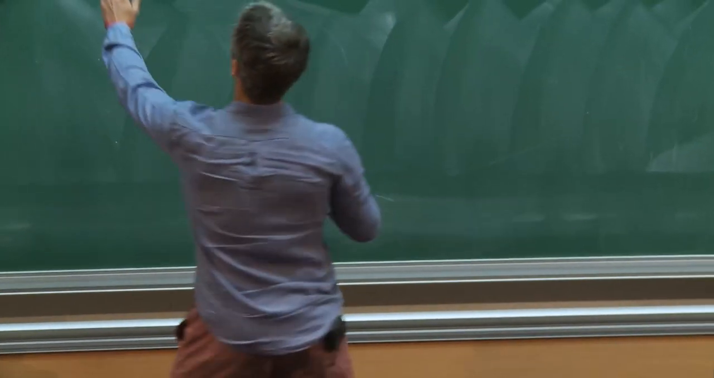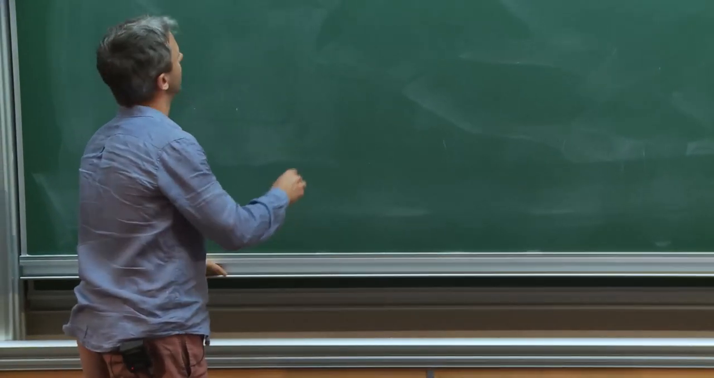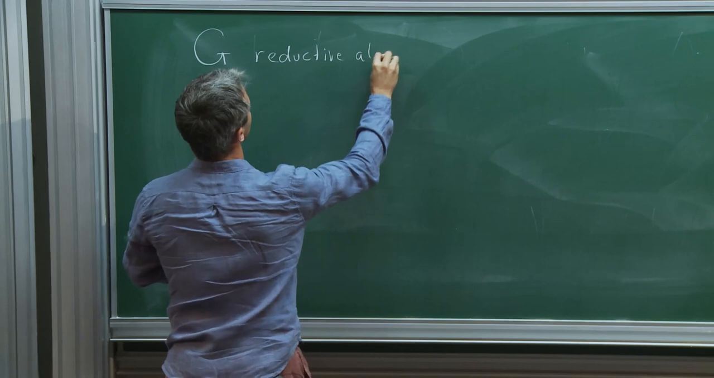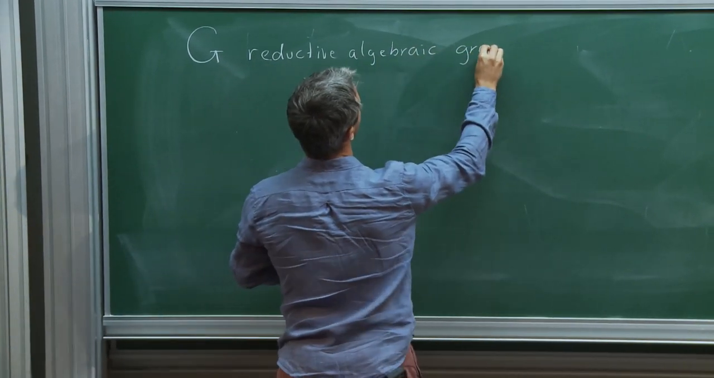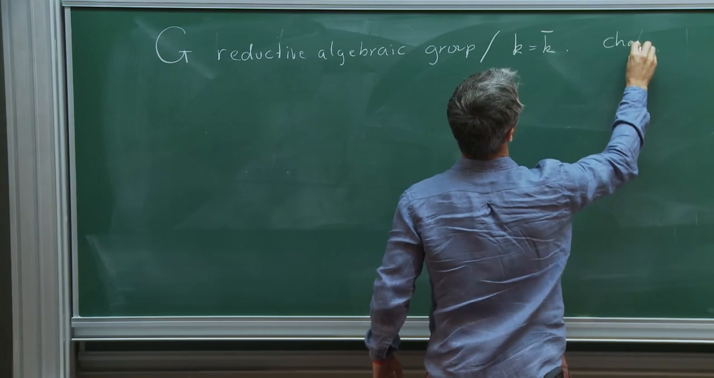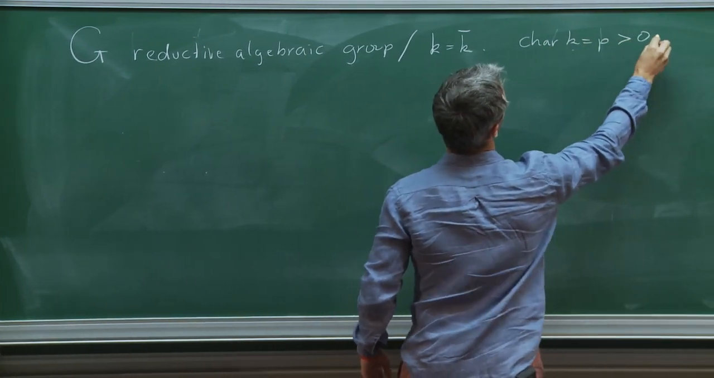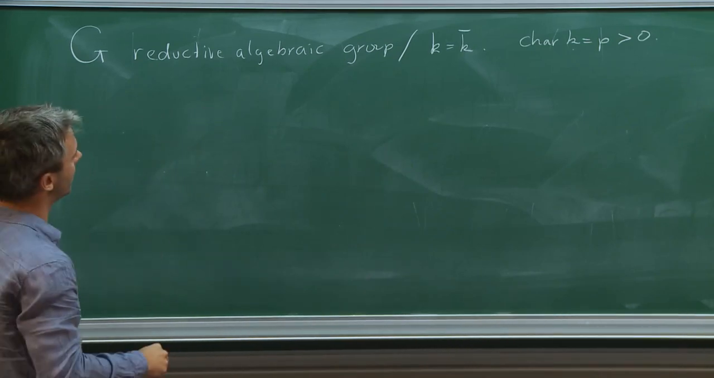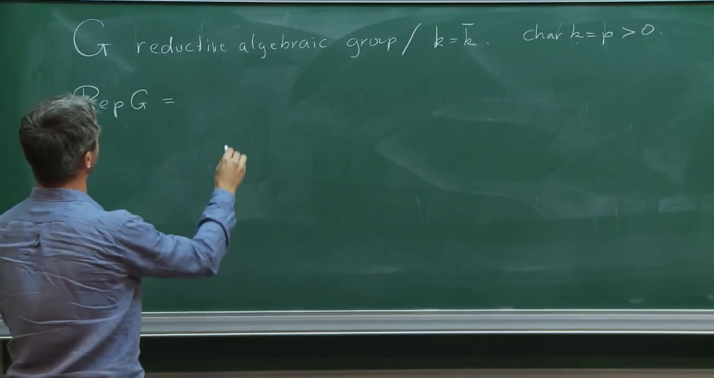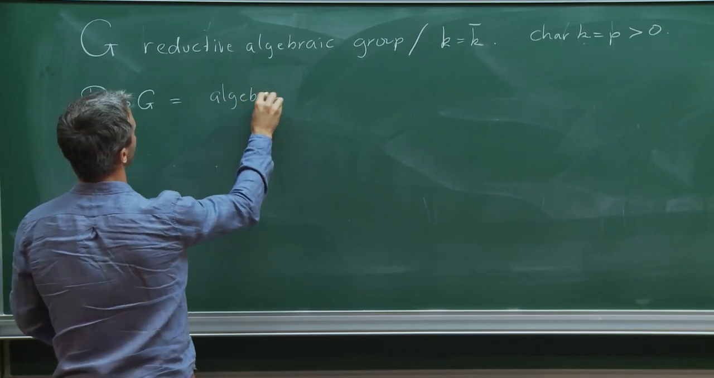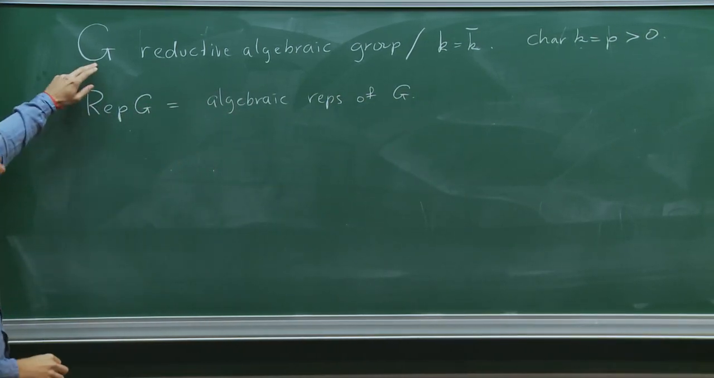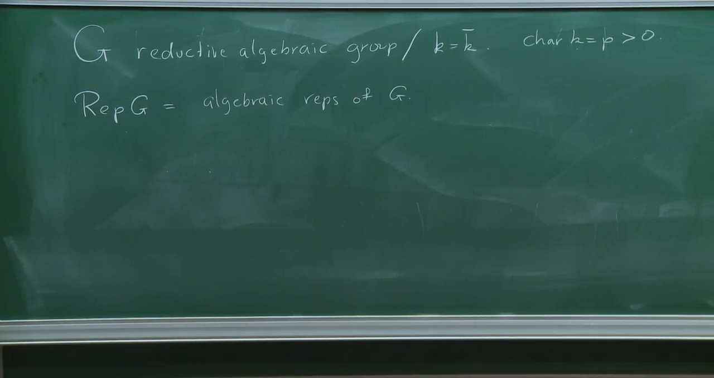So the setting is the following. We take G to be a reductive algebraic group over an algebraically closed field K, and the characteristic of K is P, and I'll assume from the outset that it's positive. So we're looking at Rep G, which is the category of algebraic representations of G. If you want, these are those representations of this abstract group in which the matrix coefficients are regular functions on G.